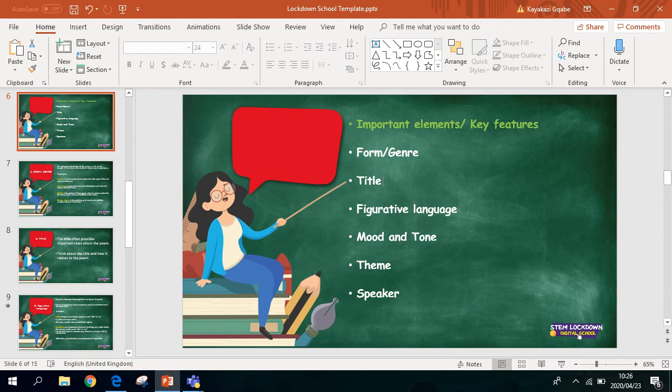And also make note of the title, the figurative language that was used. There's actually quite a lot of it there. The mood and tone, the theme, as well as the speaker. Okay. So I want you to try and attempt doing those things on your own before we get to do them together and more in detail. Okay.